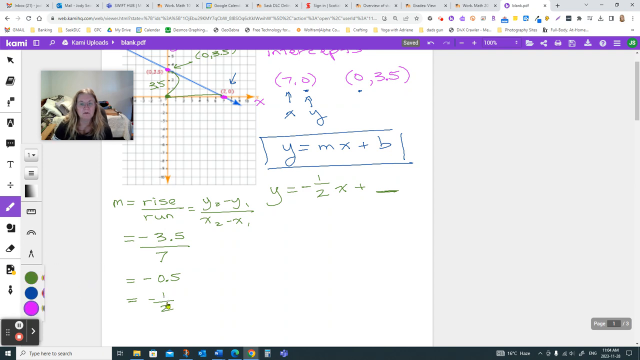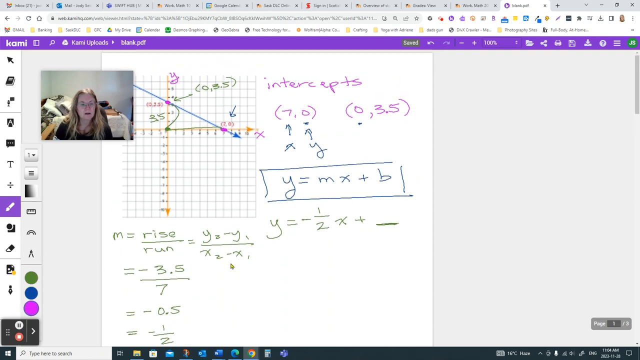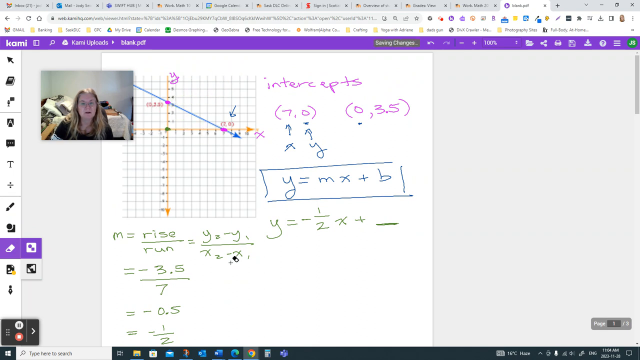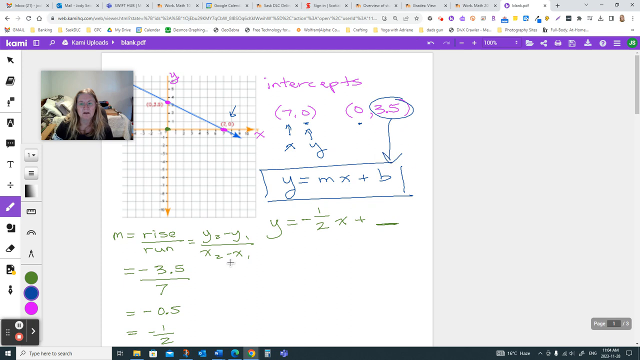My b value, and I've got quite a mess here, let me clean it up a little bit first. Your b is your y-intercept. In fact, it's the y value of the y-intercept. This number right here is my b. So in my equation, I need to put 3.5 there. This is the equation of that line.